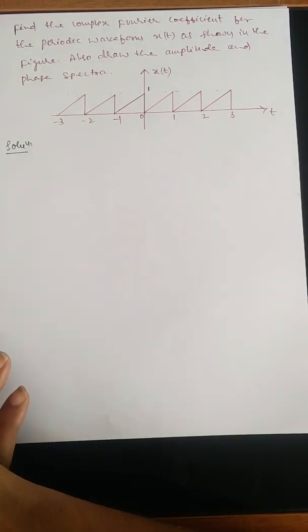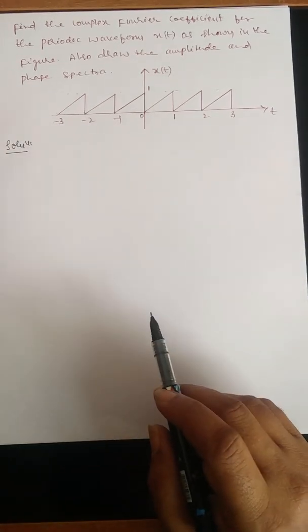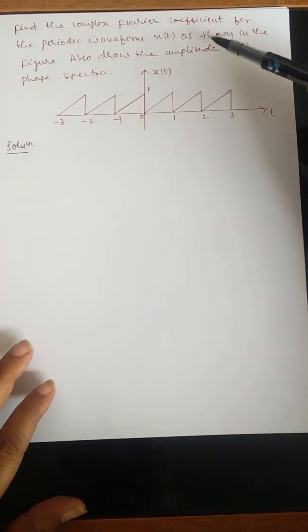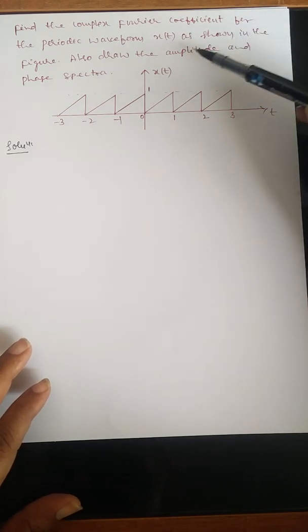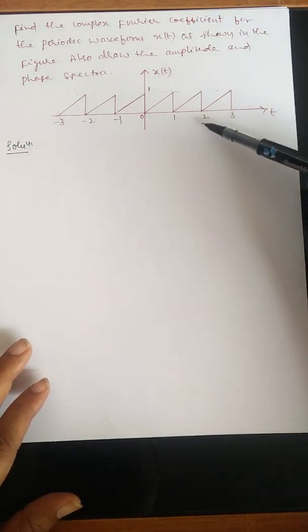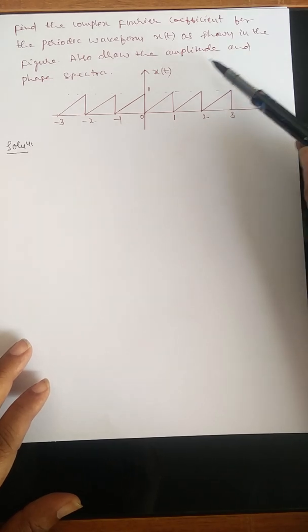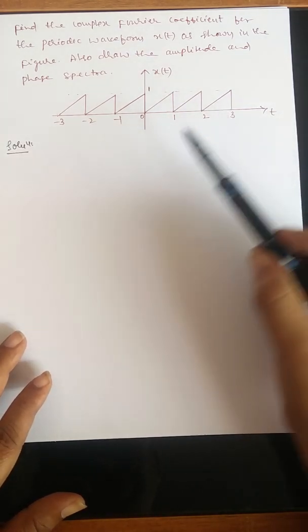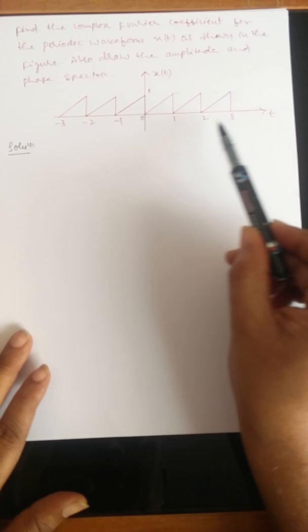The problem is on finding the Fourier series coefficients of a periodic signal which is shown in the figure. The question here is: find the complex Fourier coefficient for the periodic waveform x of t as shown in the figure, and also draw its amplitude and phase spectrum. See, this is the periodic signal.